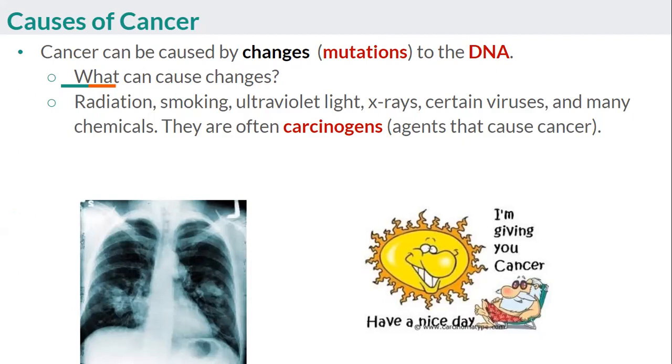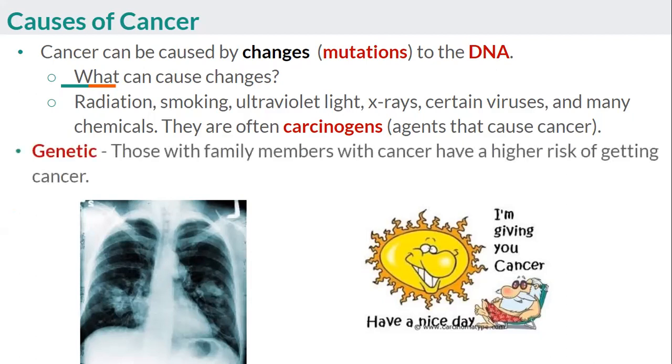X-rays, certain viruses like HPV can cause cancer, like cervical cancer. And these are called carcinogens. These are chemicals or things that can cause changes in the DNA. Also, it can be genetic. That means if there are people in your family that have cancer or a specific type of cancer, you're at a higher risk for getting cancer too, or that specific type, because it's in your DNA. That information has been passed down.